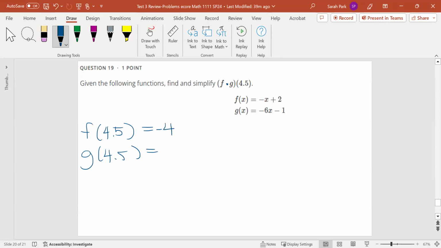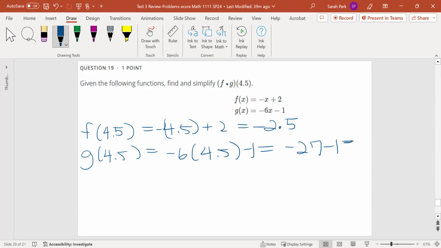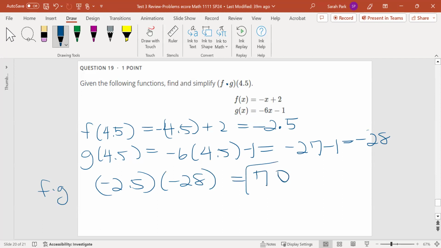So if we have negative 4.5 plus 2, that's going to give us negative 2.5. We plug in 4.5 for g, 6 times 4.5 minus 1, which gives us 27 minus 1, which is 26. So with these two, I'm going to multiply these together. Negative 2.5, because we're multiplying f times g, with negative 28, we get positive 70.